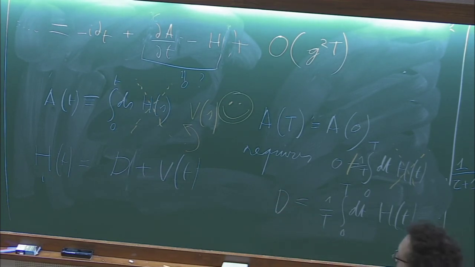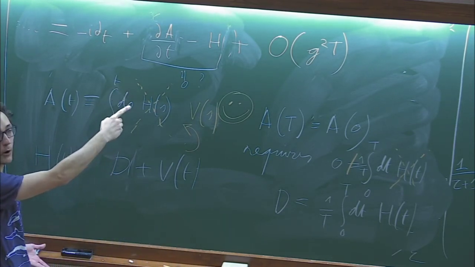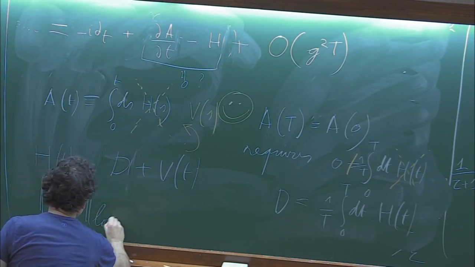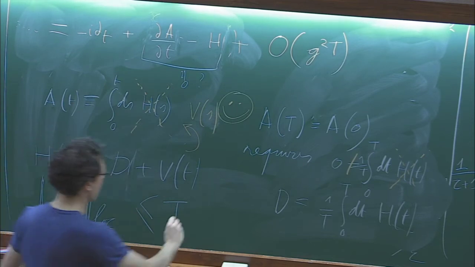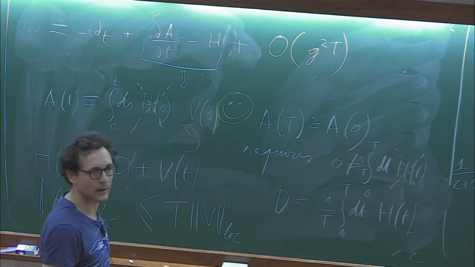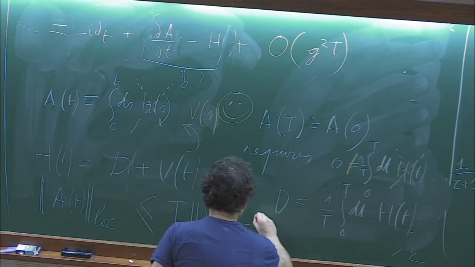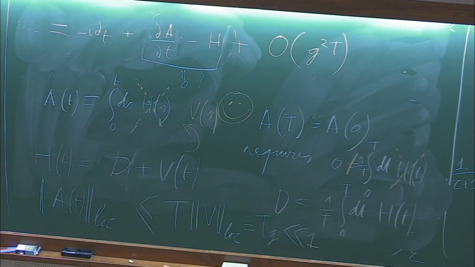Good. Perhaps one thing. Why is this A(t) small? Well, because you integrate for a time which is small. So A(t), the local norm of that, is, well, t, because this time is maximally t, and then you have the local norm of V, which was g, right? And my assumption was that t times g is very small. So this is indeed very small. V is very small, and so we are in business. And now the thing runs in the same way as yesterday, and so I will not comment on that.